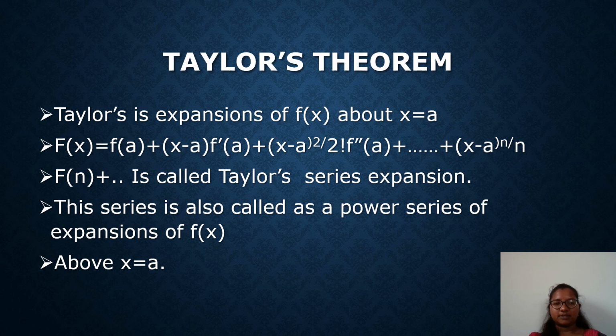Taylor's theorem, expansion of f of x about x equals a: f of x equals f of a plus (x minus a) f dash of a plus (x minus a) power 2 by 2 factorial f double dash of a plus so on, plus (x minus a) power n by n factorial f of n of a plus so on, is called a Taylor series expansion. This series is also called the power series expansion of f of x about x equals a.